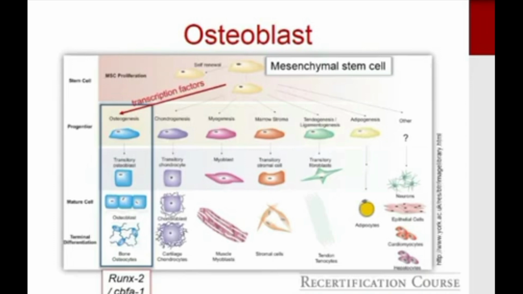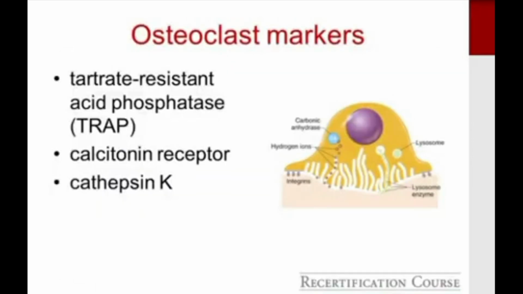You can remember osteoprotegerin keeps the bone in. It resists, or it turns the osteoclasts off and prevents them from breaking down bone. The interplay between RANK ligand and osteoprotegerin is also important to determine how fast bone will break down. Again, RANK ligand increases bone resorption, osteoprotegerin decreases bone resorption. So again, osteoprotegerin keeps the bone in. Osteoclast markers include tartrate-resistant acid phosphatase, calcitonin receptor, and cathepsin K.